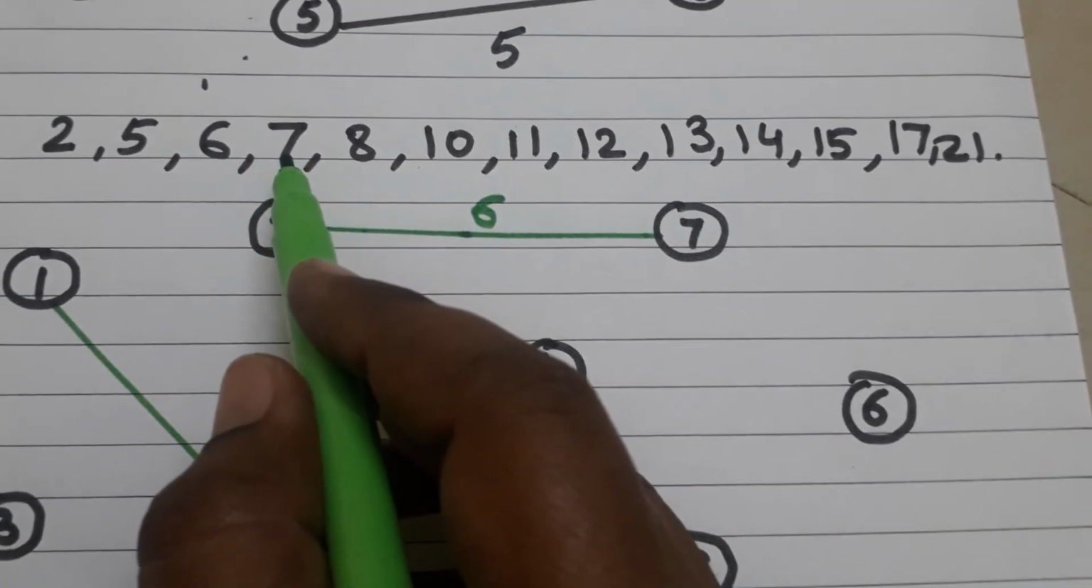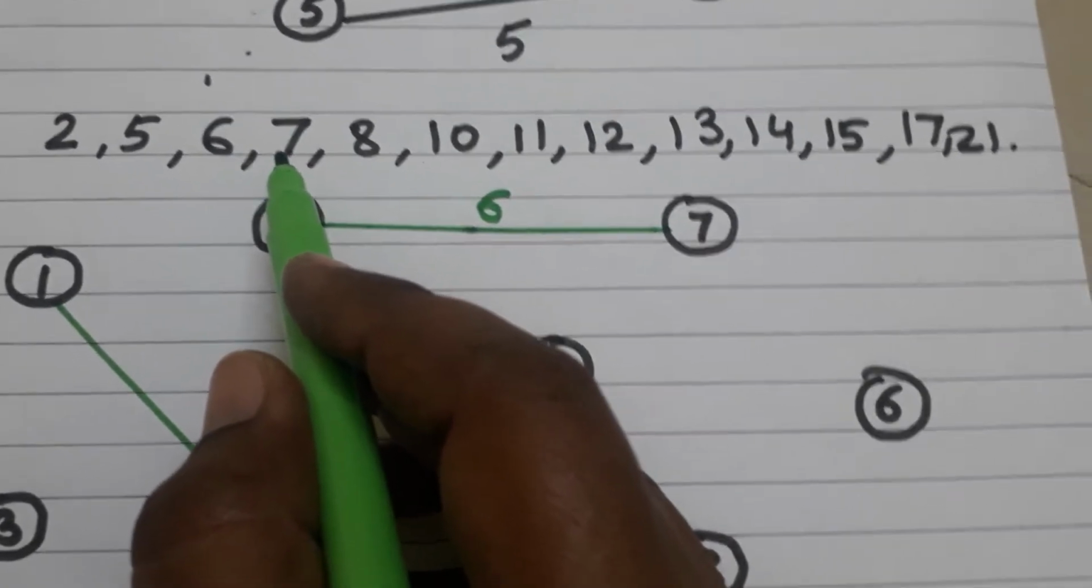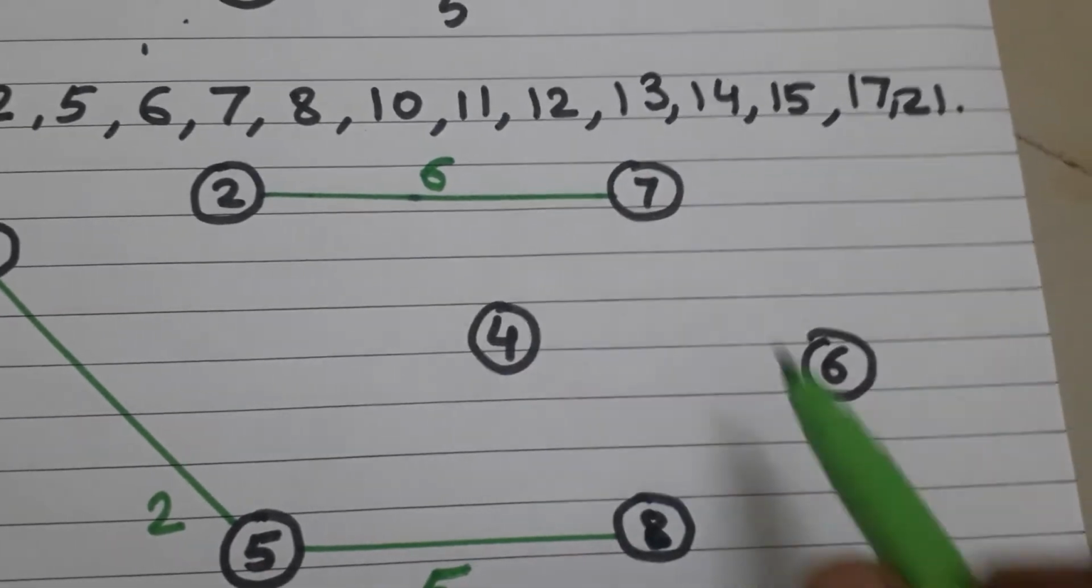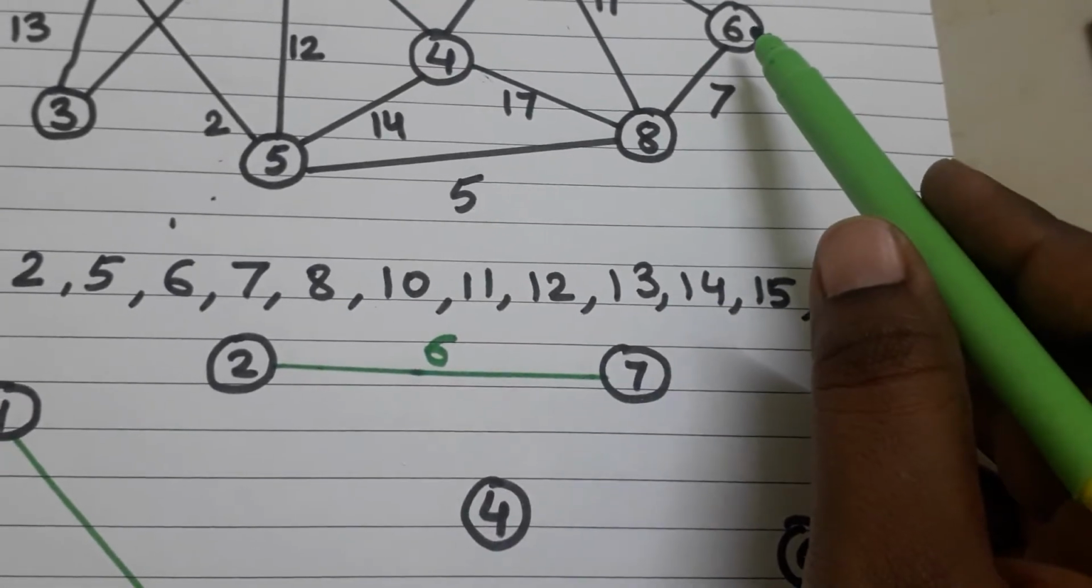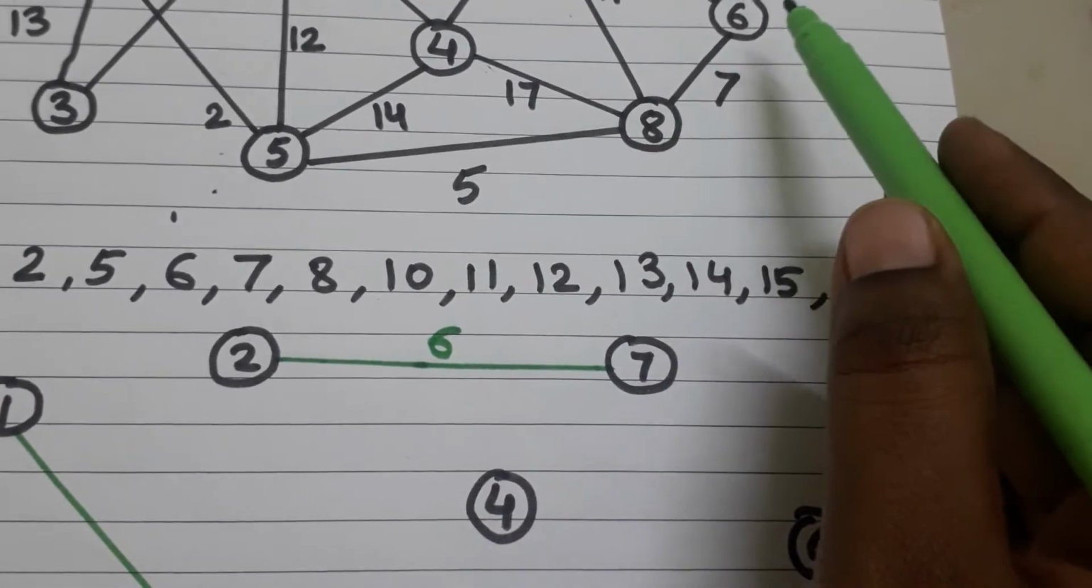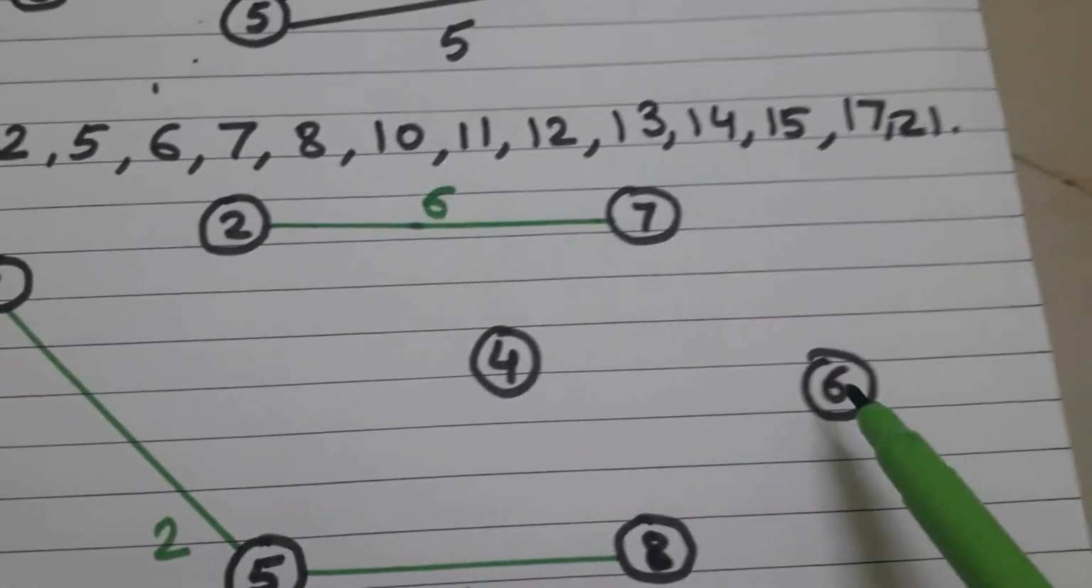After 6 the next edge is 7. So we have to add 7. This edge is from 6 to 8 or 8 to 6. So we have to add this edge.